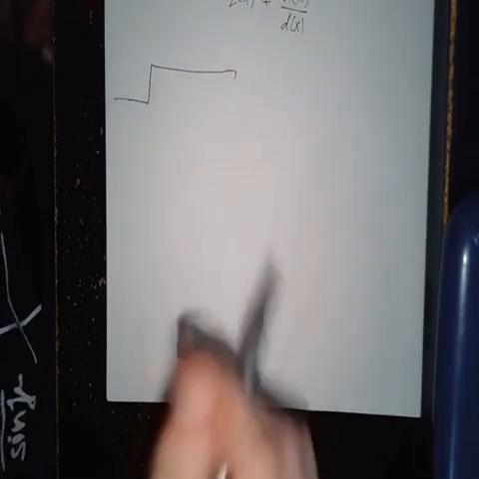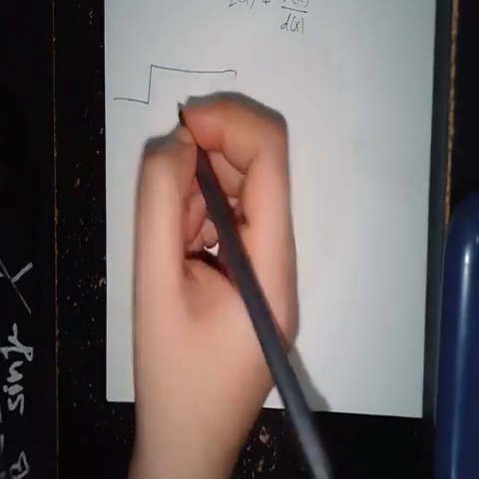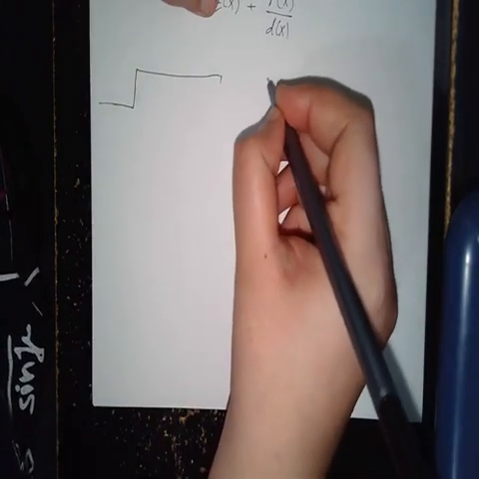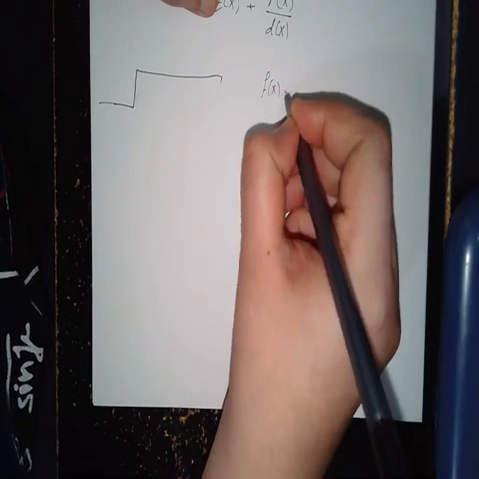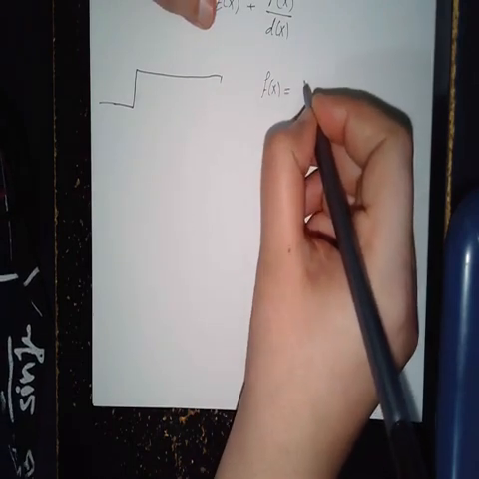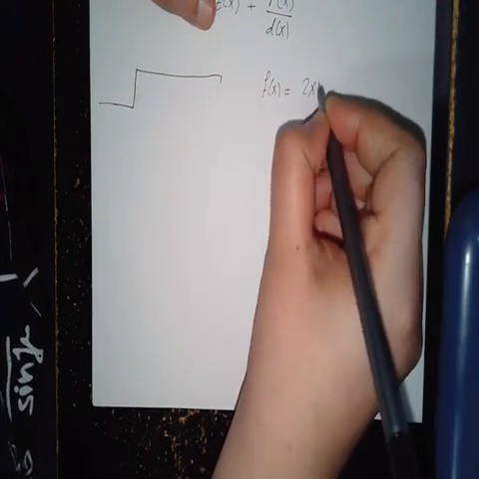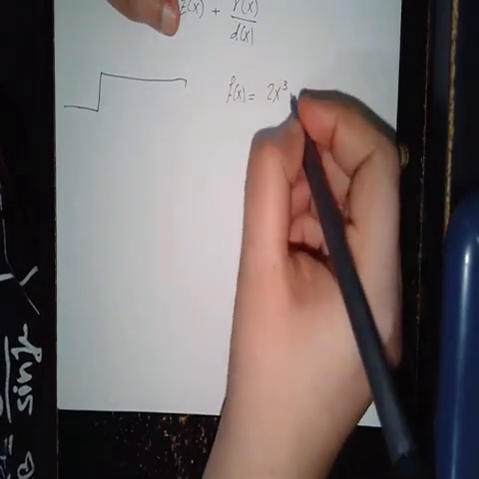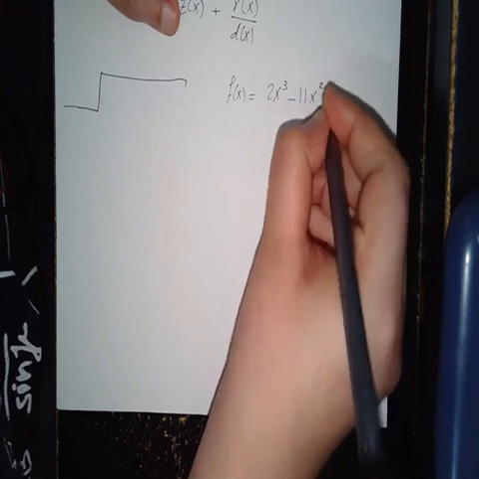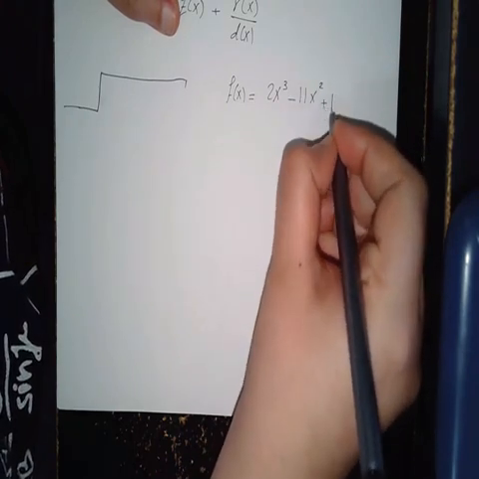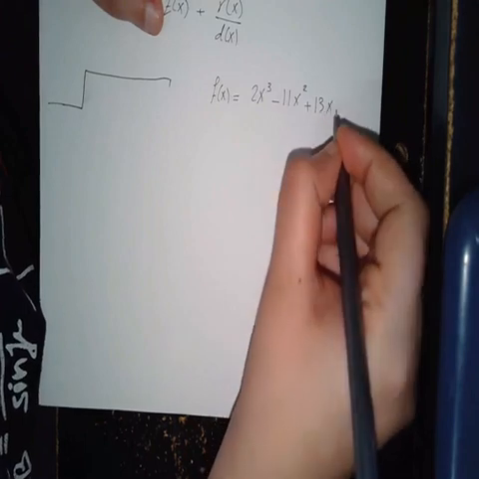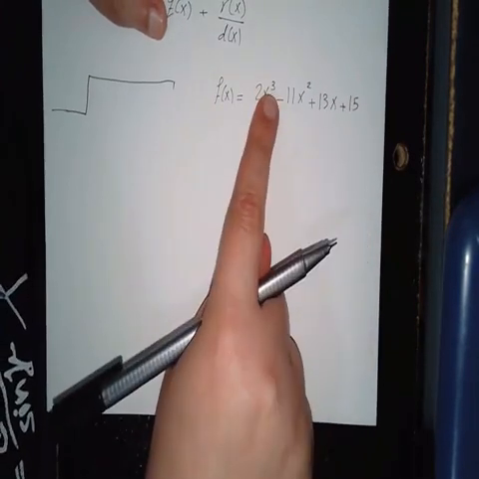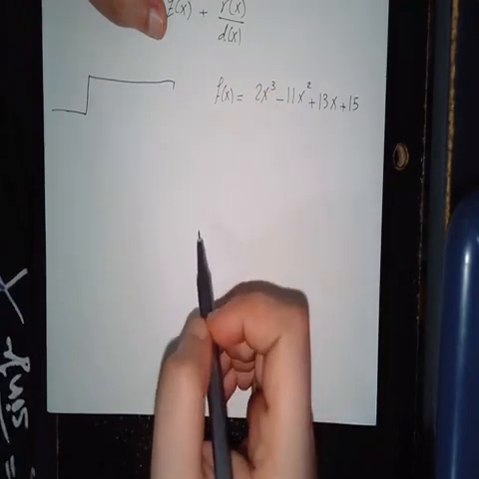Alright, so here's an example for you. The function I want you to divide is the following. You have f of x being 2x cubed minus 11x squared plus 13x plus 15. So this is a polynomial to what degree? To the third degree. As you can see, it's positive.